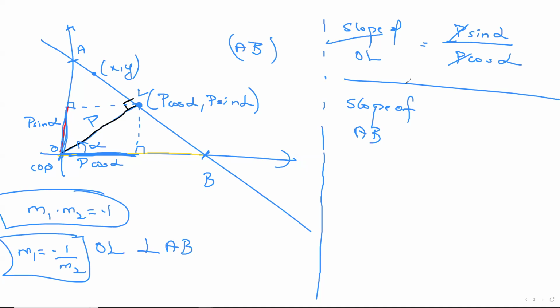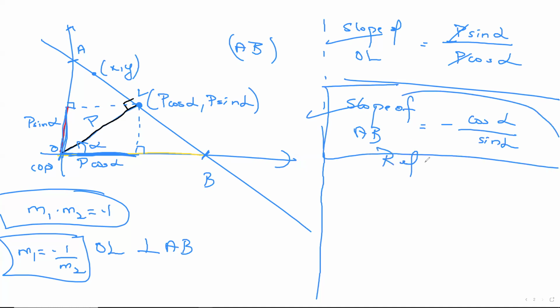So based on the slope of OL, I'll be able to find the slope of AB, which will be given by the formula: minus, flip it, right? Minus flip it. So cos goes on top, sine comes at the bottom. I wanted the slope of AB, and I used the slope of OL to get this answer. Am I done with this? Not yet. Now this is my reference slope.